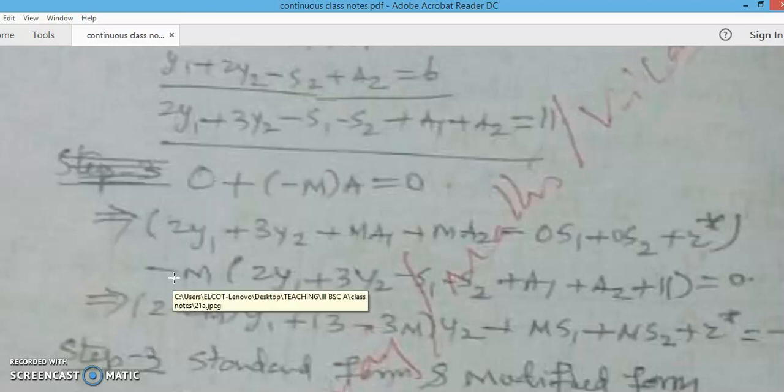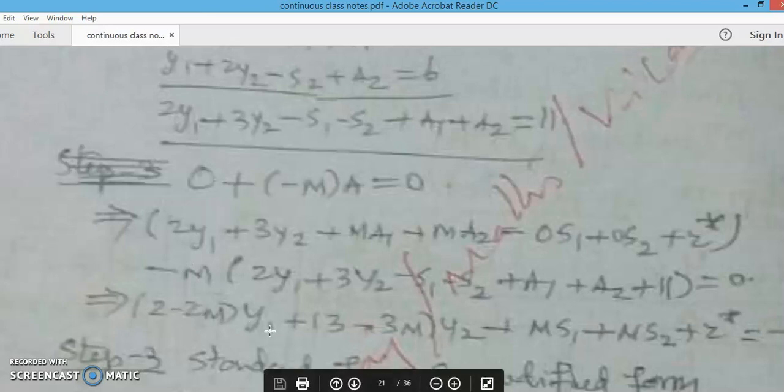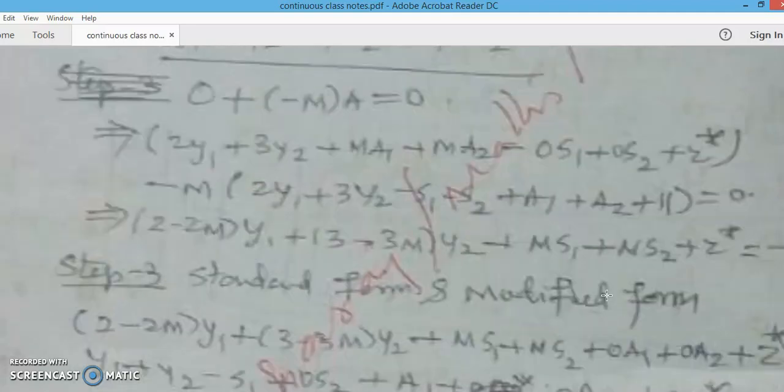You will get here 2 minus 2M into y1 plus 3 minus 3M into y2 plus M into s1 plus M into s2. Then the artificial variables: here Ma1 minus Ma1 get cancelled, here Ma2 minus Ma2 get cancelled. And then this minus going that side, we are getting this.